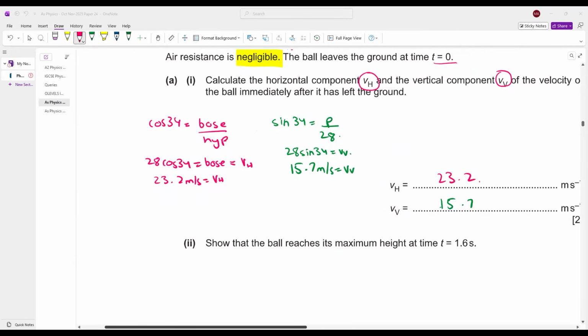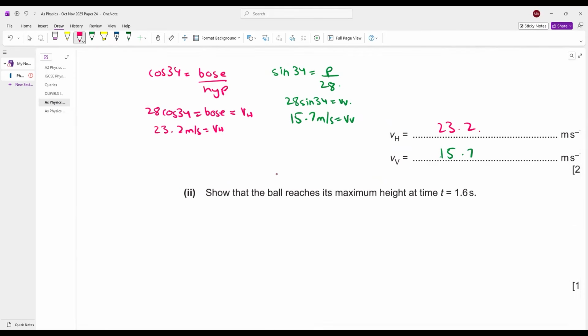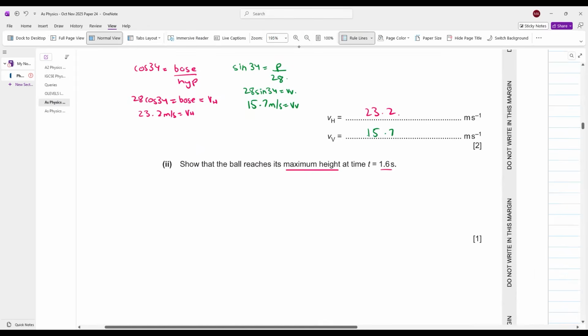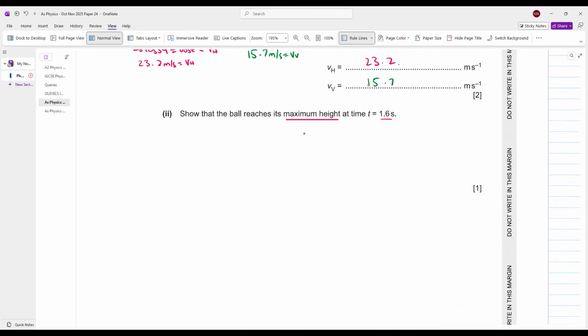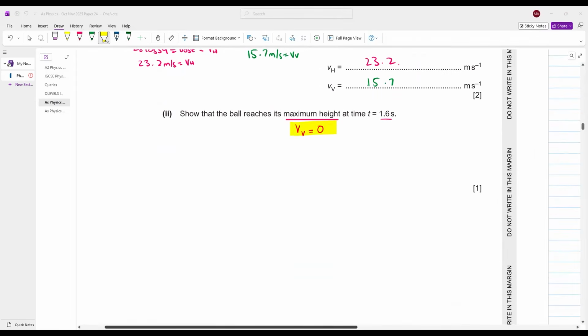Now let's further move ahead. Show that the ball reaches its maximum height at time t equals 1.6 seconds. We have to show that the ball reaches maximum height at t equals 1.6 seconds. Always remember that at maximum height your vertical velocity is 0. Your vertical velocity becomes 0 at the maximum height.